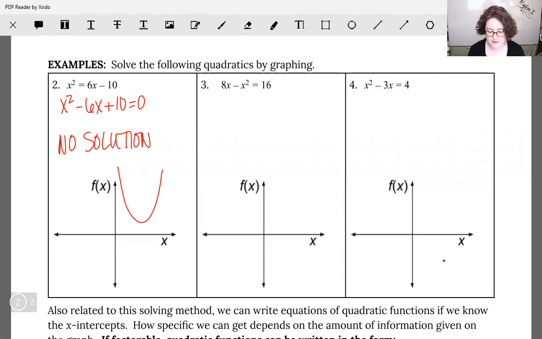Okay, number 3. So again, we have to do a little bit more rearranging on this one. We always want to have our x squared first, but he has a negative out front, which is fine. I can move the negative with it. Our 8x assumed positive, and I need to subtract a 16 from both sides. So again, let's pop over and graph it.